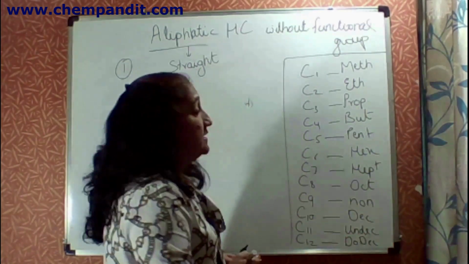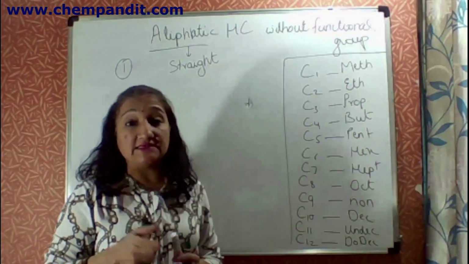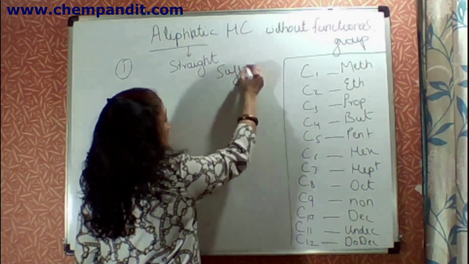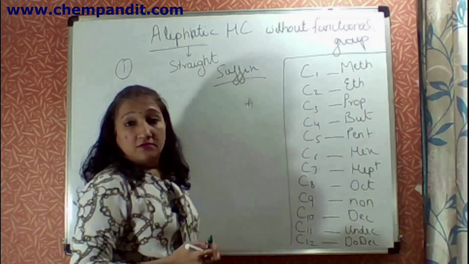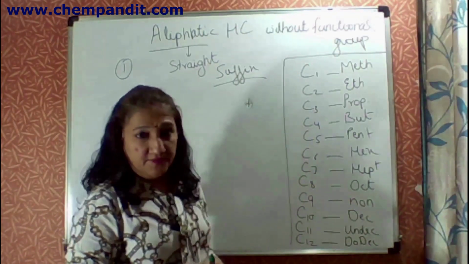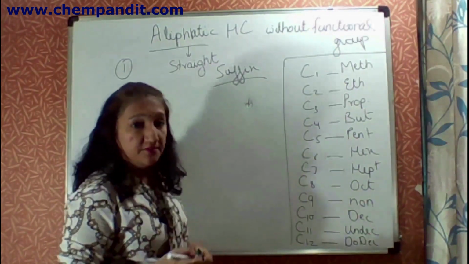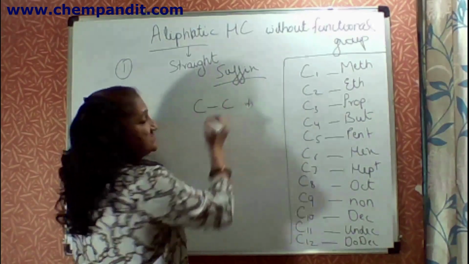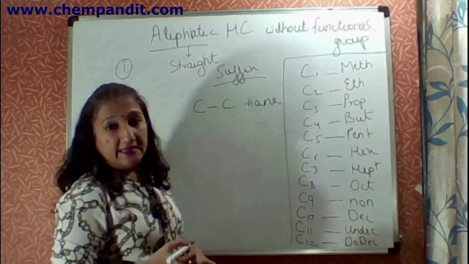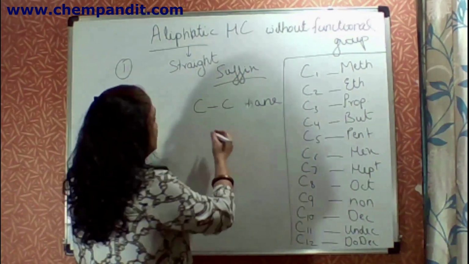Clear? Now, since I said a name is composed of a root word and a suffix, how will we get to know which suffix we need to add? This we'll get to know by the bonds present between the carbon atoms. If a single bond is present between carbon-carbon, the suffix will be ane. A-N-E, ane. Always remember. Again, we have discussed this in class 10.